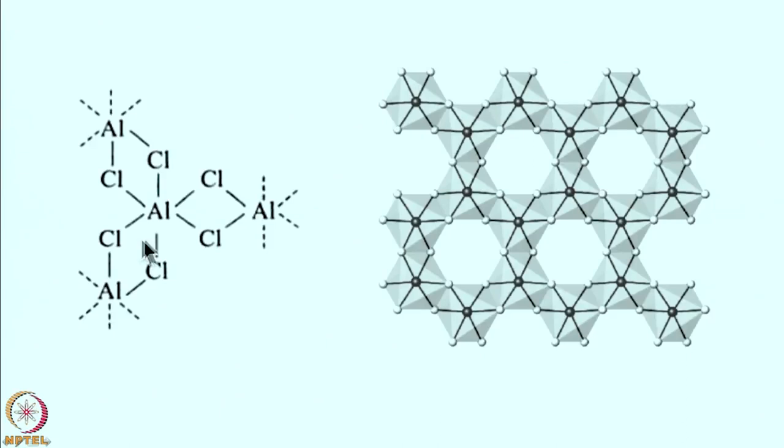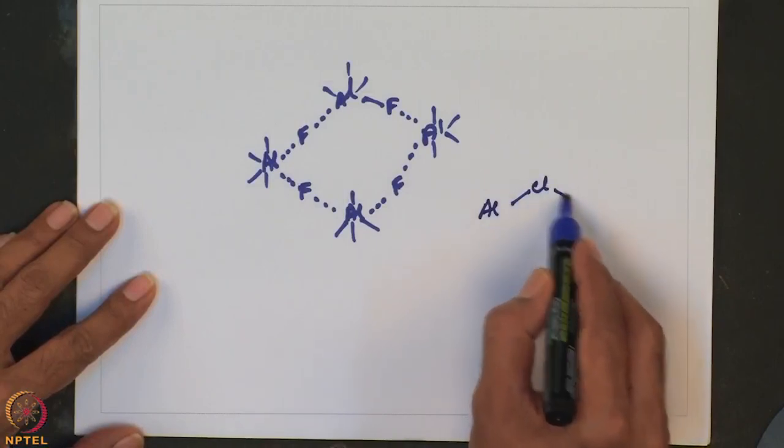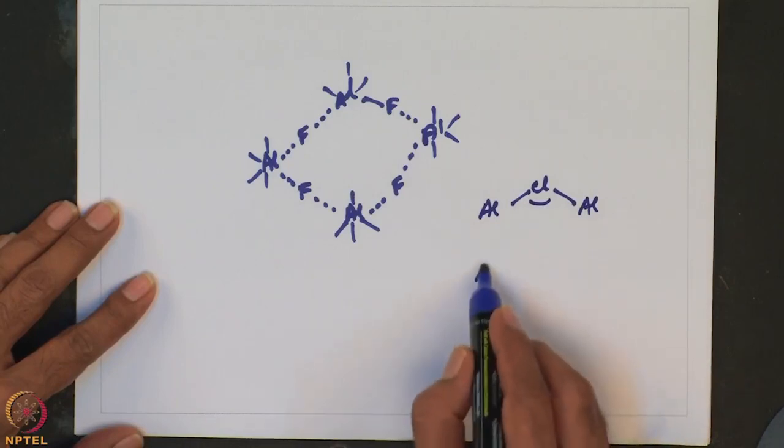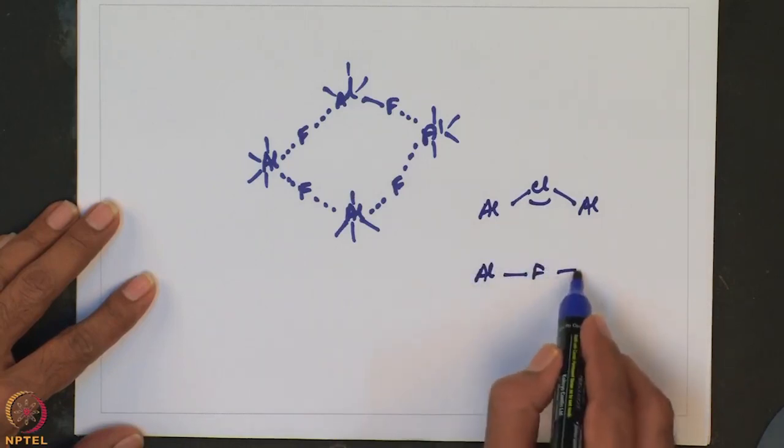You have a layered structure, something like this, and that can be seen here. So, you have a layer structure where each aluminum is 6 coordinated, and these chlorine atoms again make bonds with the neighboring aluminum in this fashion, and this layer structure continues. And the question is why in the case of aluminum chloride we have a bent structure like this, whereas in the case of aluminum fluoride we have a linear one.